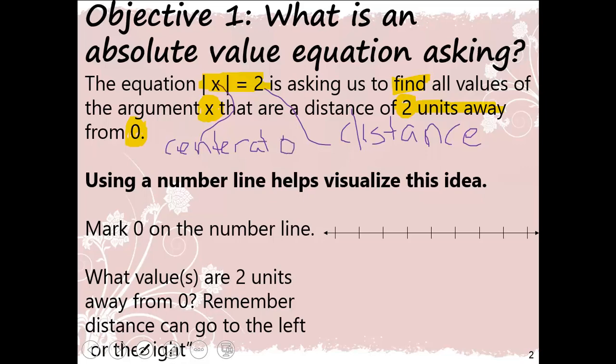Okay. Using a number line helps us, so we're going to mark 0 on our number line, and then we're going to count 2 units, because that would give us a distance of 2 units. We can go 2 units to the right, and we can go 2 units to the left, which means that our solution, x could equal -2, and x could equal 2. It's really an and. Okay. All right, remember we can go to the left and we can go to the right, okay? When you have absolute value, you're looking at distance, and distance is a non-negative number.